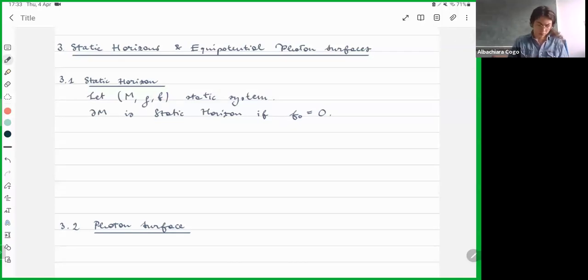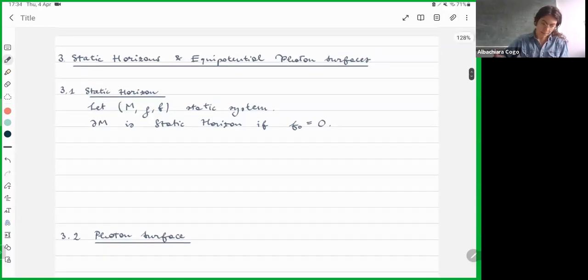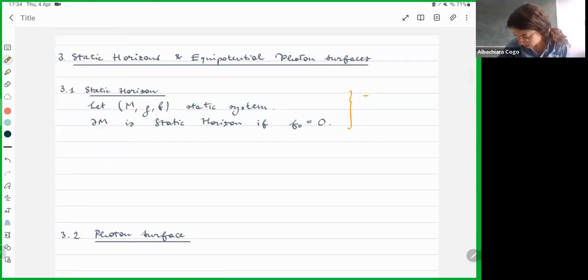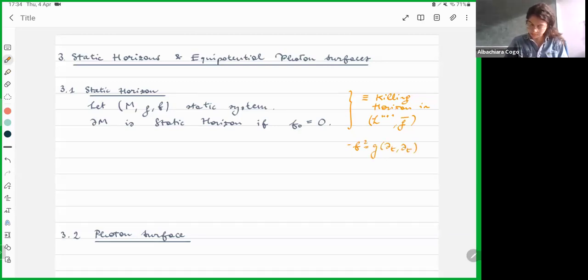For people who work with Killing horizons, this corresponds to having a Killing horizon in the whole space-time, because, as we said, f is the lapse function. Somehow f squared is the norm of partial t. So if it goes to 0, we will have a Killing horizon, which is exactly the case that I described, restricting to a time slice.